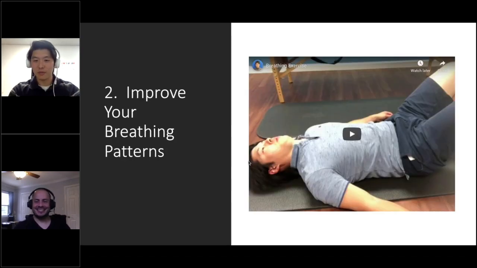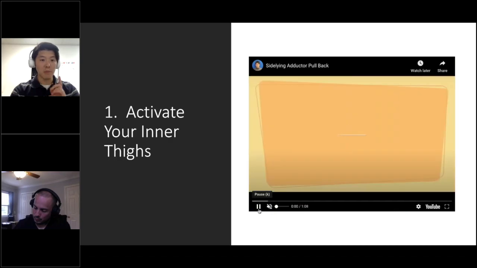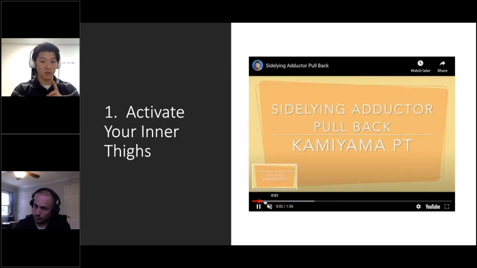To activate your inner thigh is a very, very good idea. So let's go right into it. Activating your inner thigh is a very good idea. And when I say inner thigh, it's not the inner thigh by your knees, it's the inner thigh by your hip joints. So I'm going to play a video here. If you've ever been treated with me, you may have done this exercise already, which is fine.